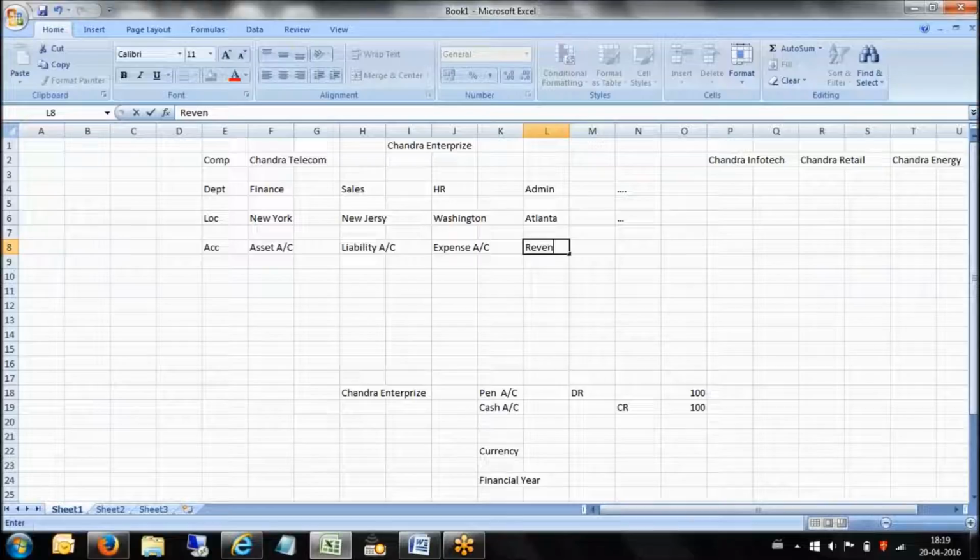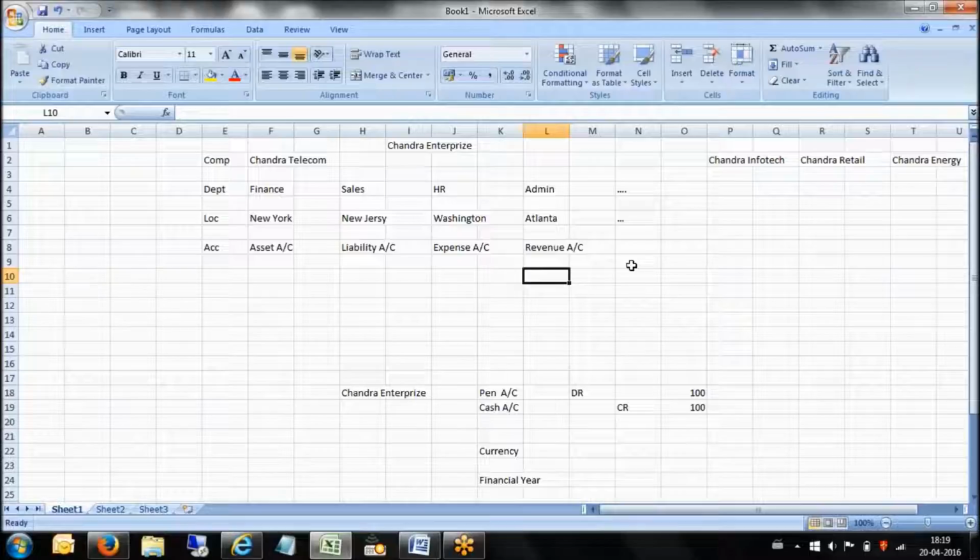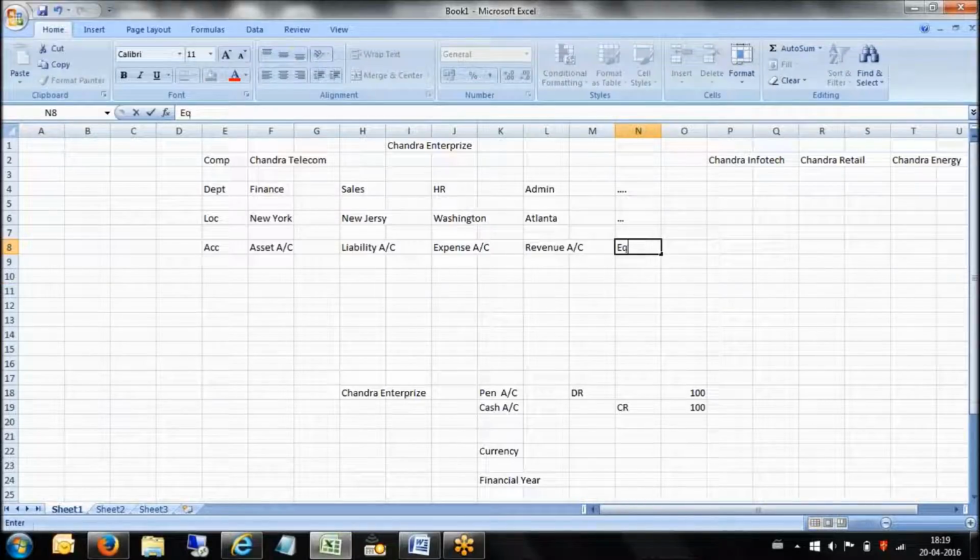Then revenue. Again, there may be different revenue heads. Names may be different, but the nature will be revenue. Then equity account. Stakeholders' equity we call it usually. People call it equity account as well.